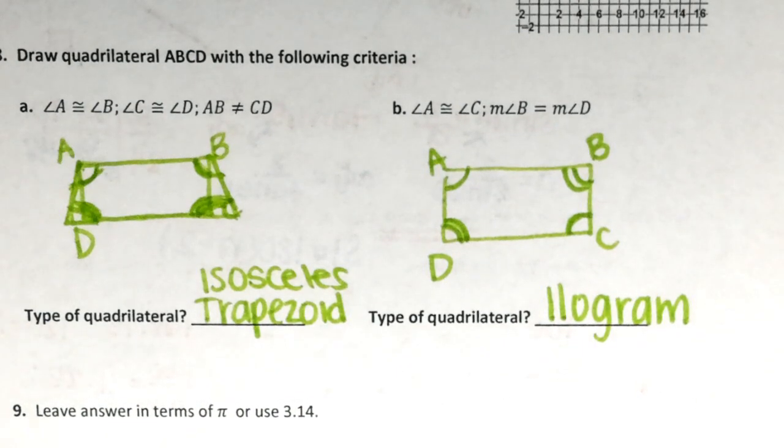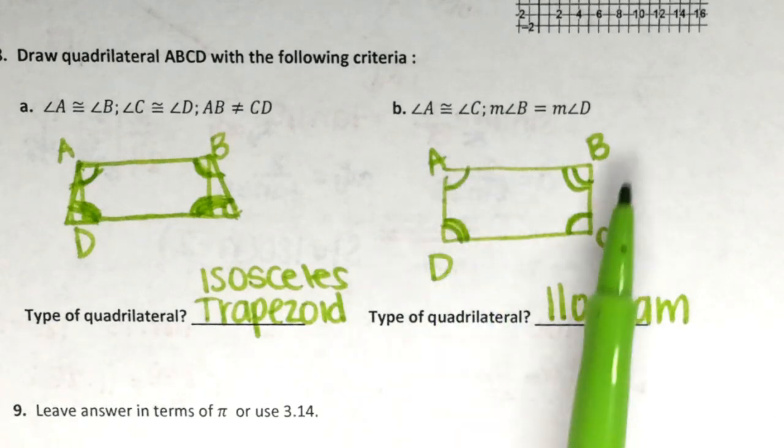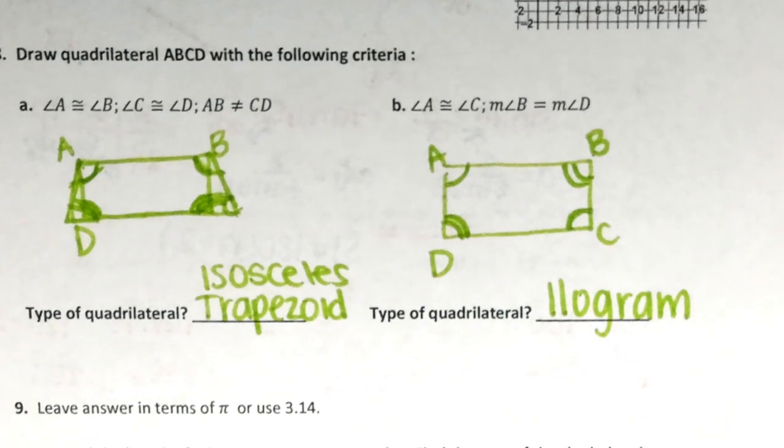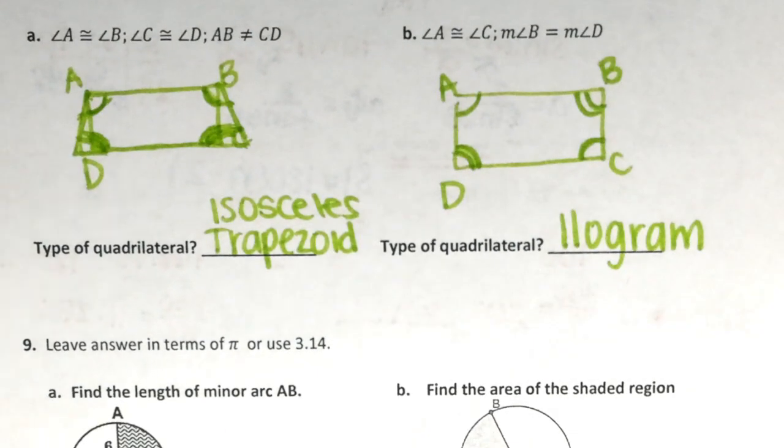Somebody said, could it be a rhombus? Technically, this is true for a rhombus, but do I know if all the sides are the same? So I can't assume. So I would just stick with parallelogram. And the same thing for a rectangle. For a rectangle, all of them are 90, so those would be the same. It's not going to be a rectangle. Any questions on that? All right.